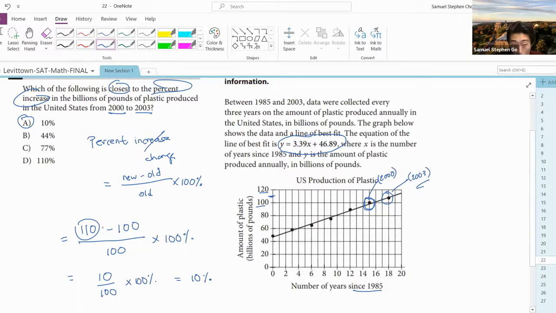And again, if you'd chosen 107 or 108 or something, you would have gotten 7 or 8%, which you would have known these were way too high. So you would have still been correct to choose really 107, 108. You would have still ended up at this answer.